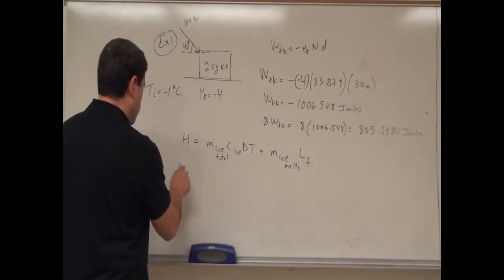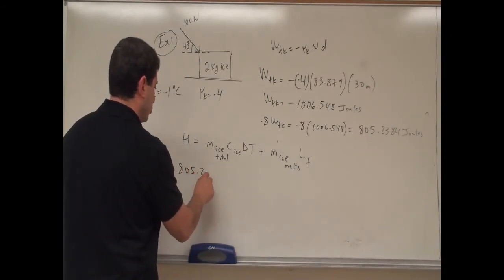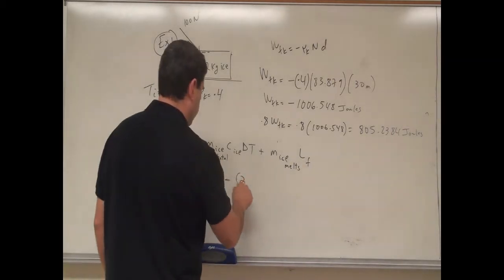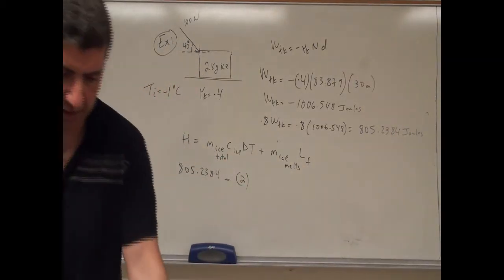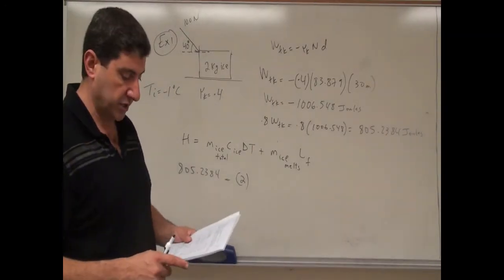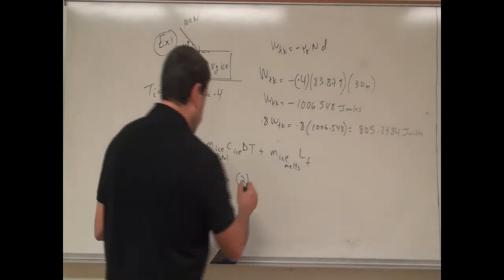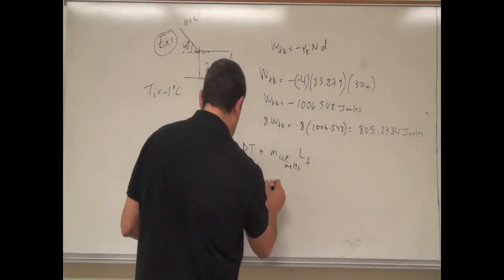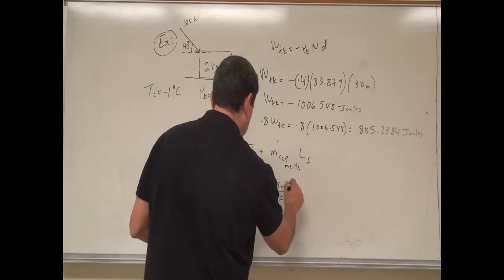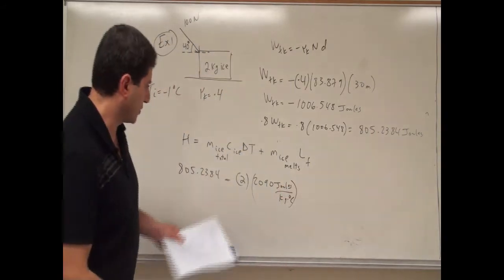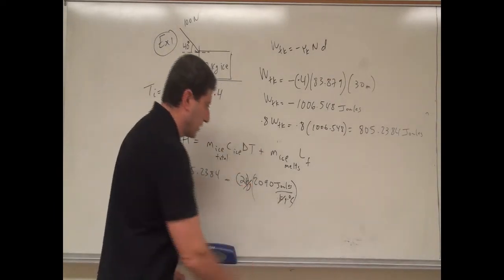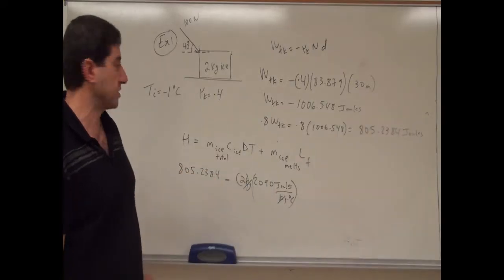So we put here 805.2384. The mass of the ice total is equal to 2 kilograms. Now, what was the specific heat of ice? We can get that from our table that we wrote down before. The specific heat of ice was 2090 joules per kilogram Celsius. So I'm using joules per kilogram. Since the mass was given in kilograms, the kilogram and the kilogram will cancel. The change in temperature is going to be what?